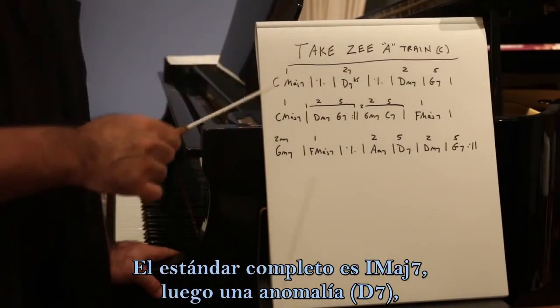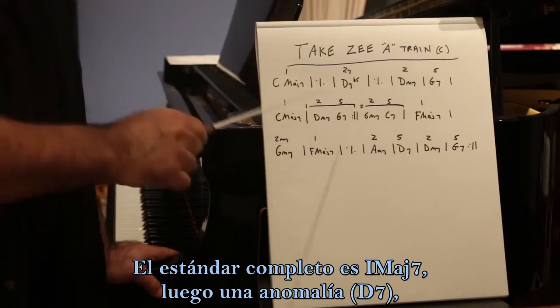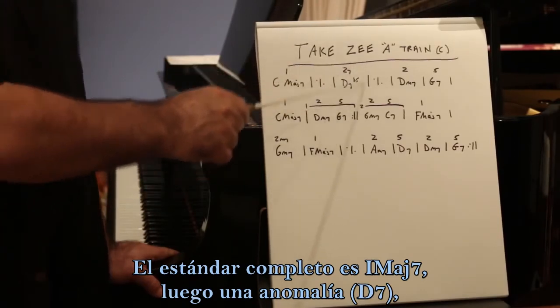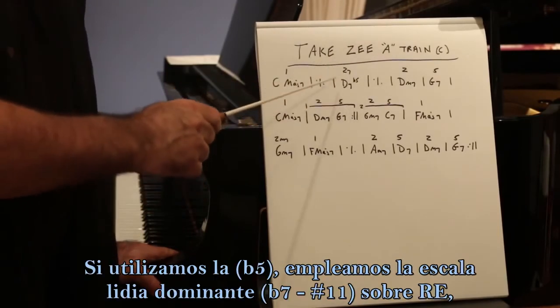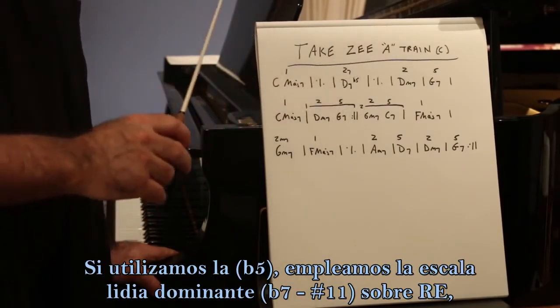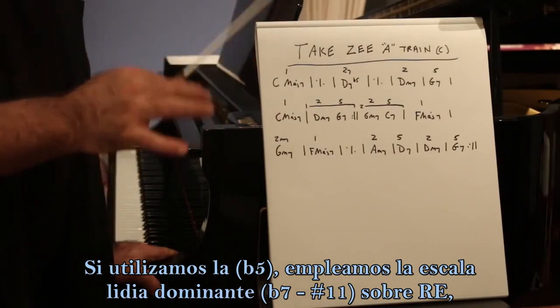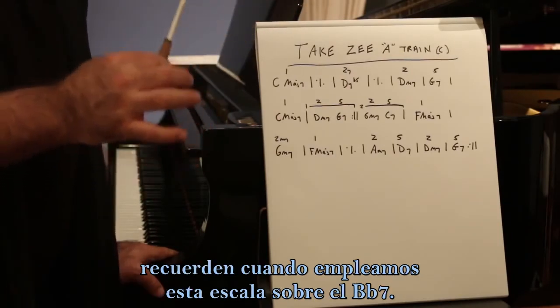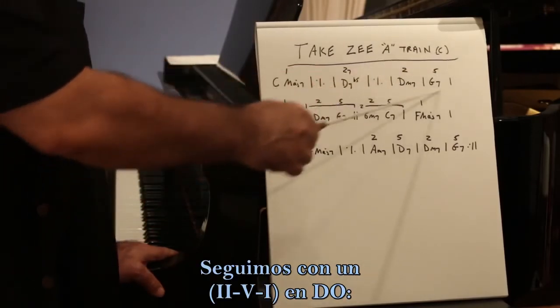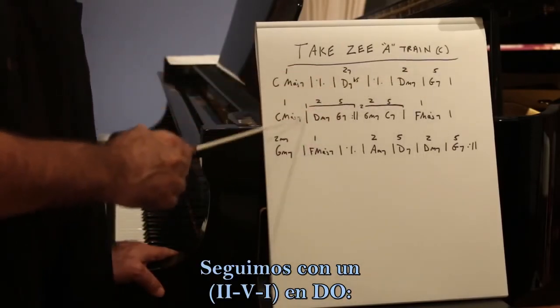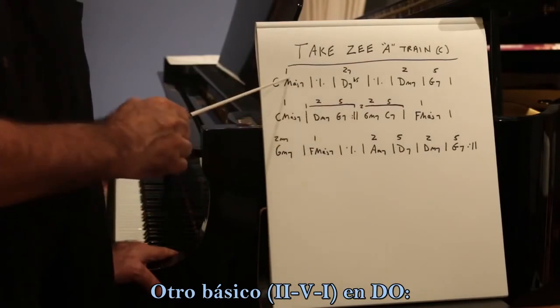This whole tune is 1 major 7. We have one of our anomalies, the D7, where we can use the G scale. If we use the flat 5 on the D7, we can use a Lydian dominant scale on that one, and you can refer back to the B flat 7 from before. Then we just follow it with a basic old 2-5-1 in C.